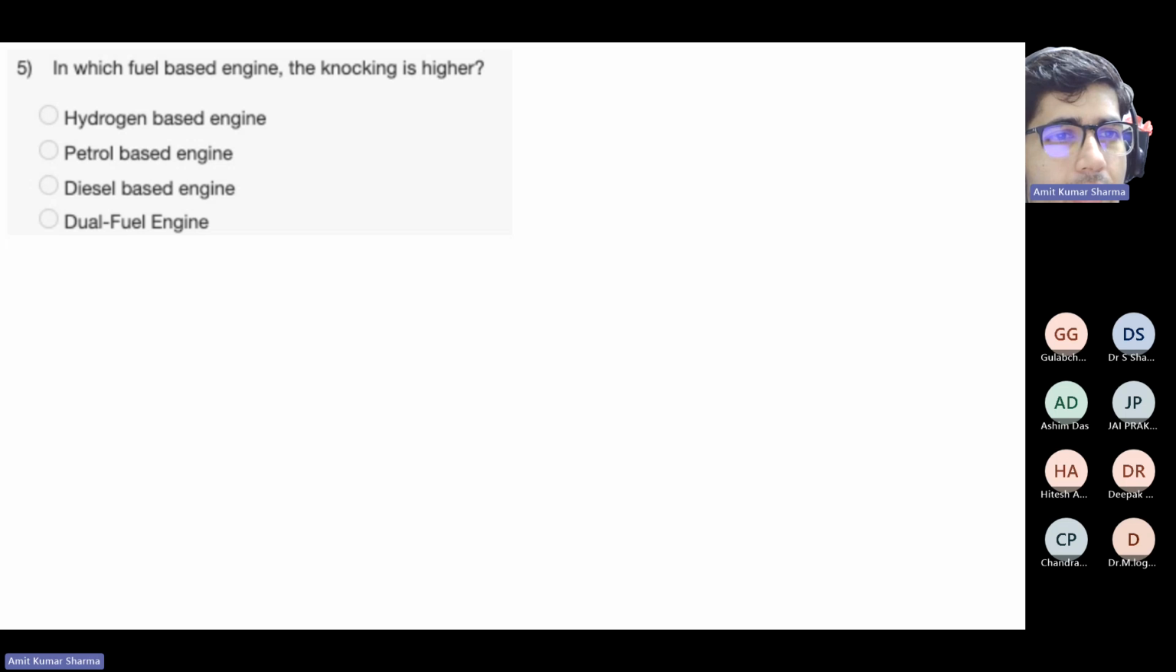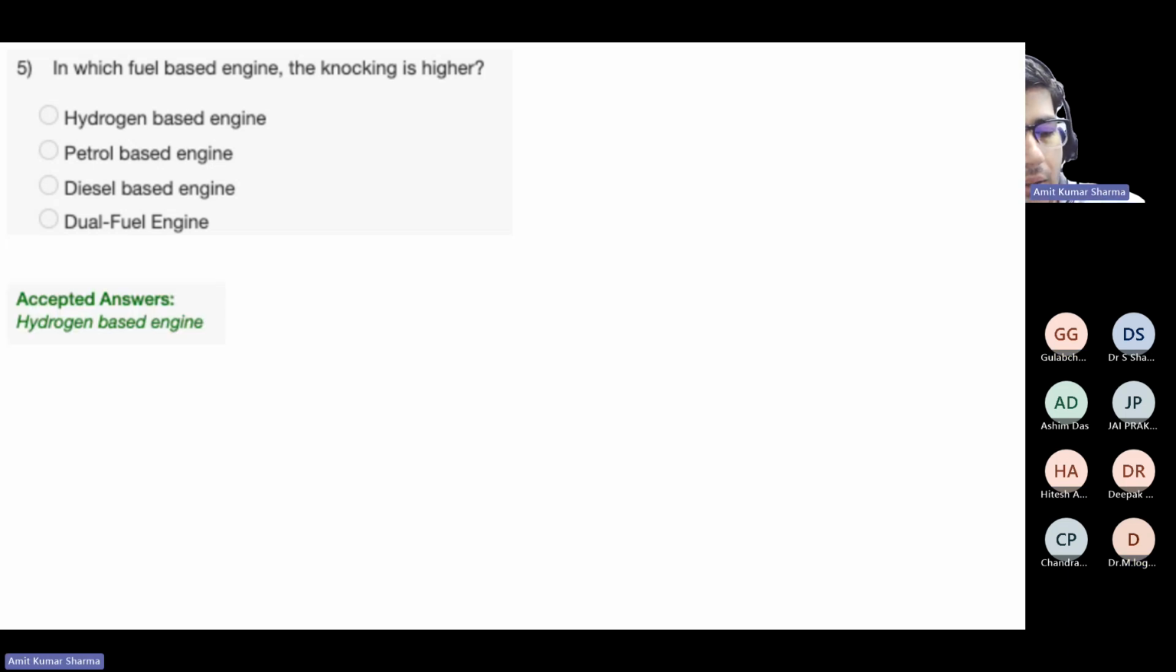In which fuel-based engine is the knocking higher? Hydrogen, petrol, diesel, dual fuel. Hydrogen, because the flame speed is very high. The last portion of the fuel front will be burned before its time, so that can create a sound, that's knocking. So in the hydrogen-based engine, it will be high.